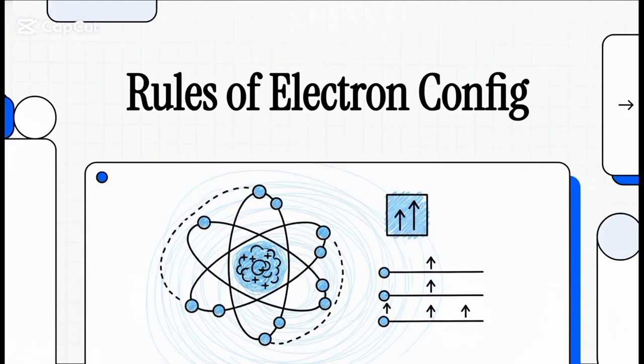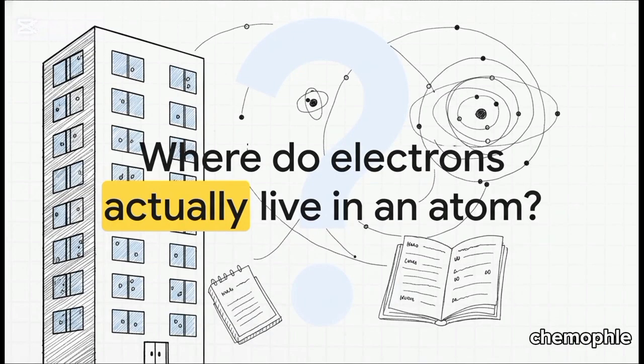Hey everyone, and welcome. Today we're going to pull back the curtain on the hidden world inside the atom. We're going to figure out the simple set of rules that tells every single electron exactly where it's supposed to go. So where do these tiny electrons actually live?